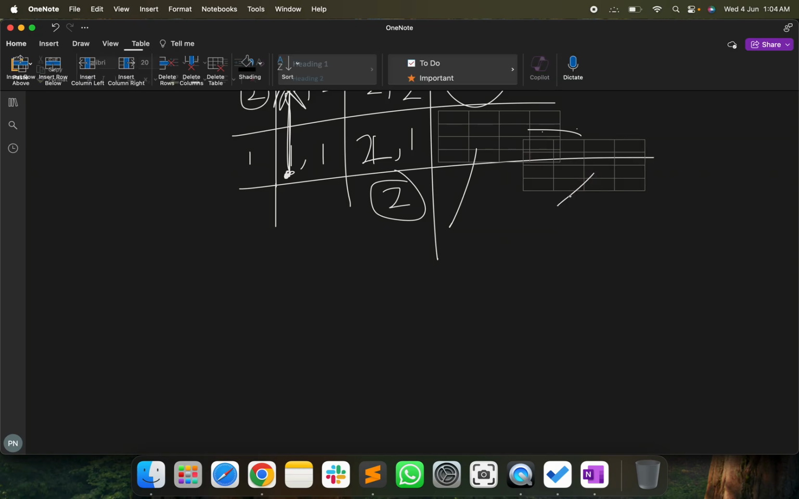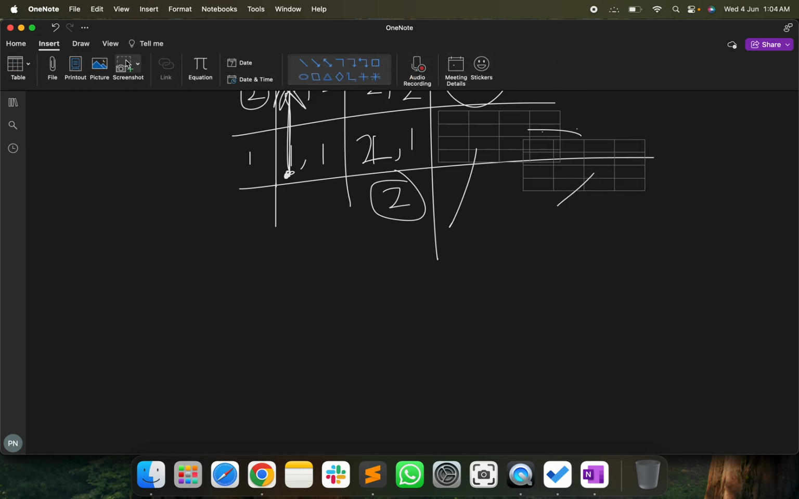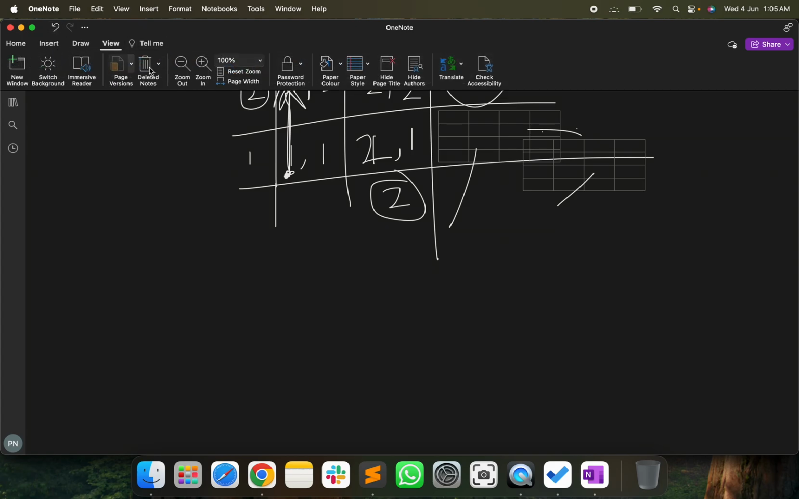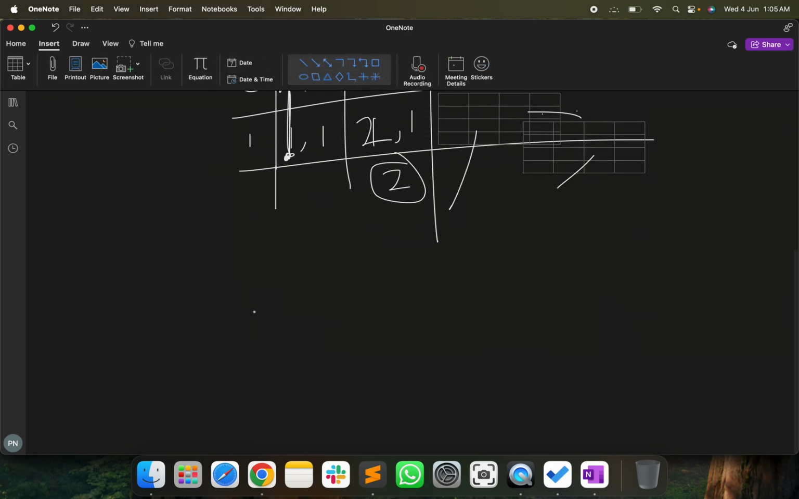Yeah, we have selected the entire table. How are we supposed to move it? I'm really sorry for this, but okay, let's just leave it. We will make our own table.